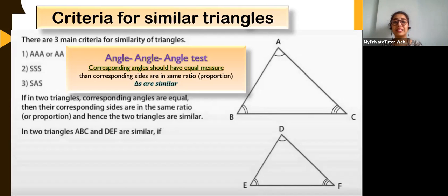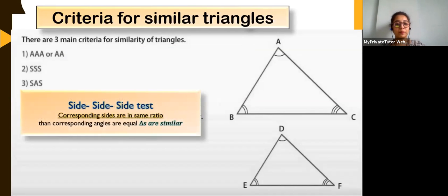Now this is also called the AA test. Why AA test? Because if two angles are congruent, obviously the third one is going to be congruent because we know that the total is 180 degrees. Whatever remains will be the third angle for both triangles, and that will be the same. So it can also be called the AA test, that is, the angle angle test. What is the main thing you have to remember? Angles. If the angles are equal, the corresponding sides will be in ratio and the triangles are similar.